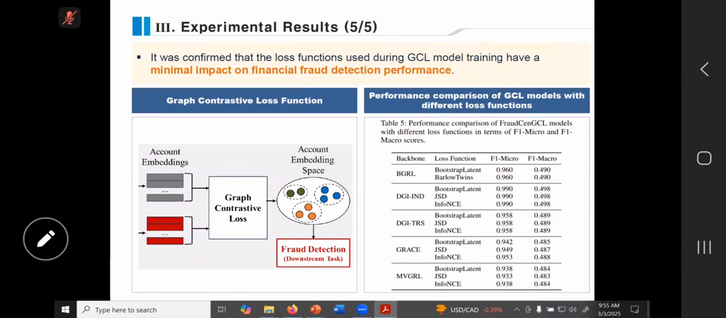Here is the final part of the experimental results, a summary. The graph contrastive loss function is explained on the left. On the right, you can see it was confirmed that the loss functions used during GCL model training have a minimal impact on financial fraud detection performance.